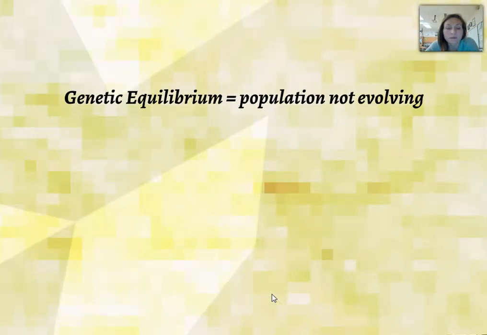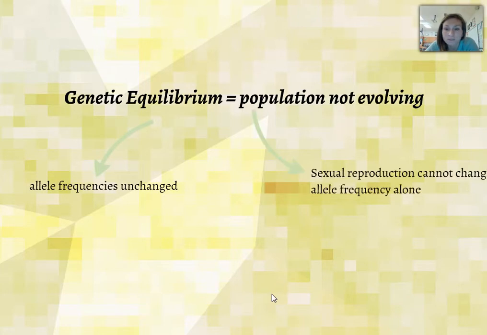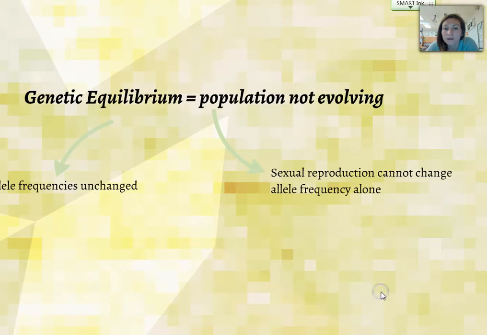The last thing we need to talk about is genetic equilibrium, and that's when a population is not evolving. And this happens when allele frequencies go unchanged. And this is because sexual reproduction cannot change allele frequency alone. And so generally something has to happen within nature to basically push organisms into evolving. Genetic recombination, remember, is how sexual reproduction can cause change, but may not, and that's during crossing over in the process of producing gametes.